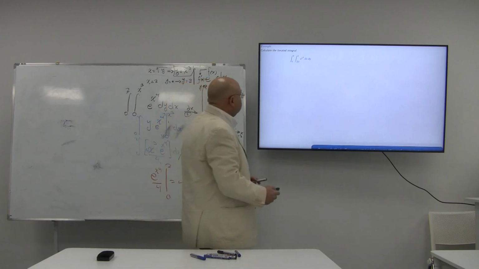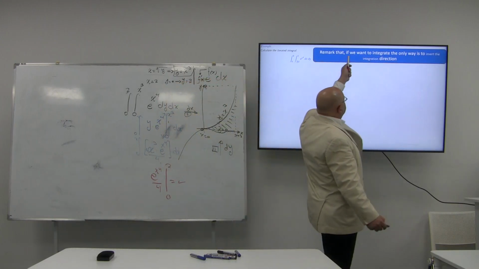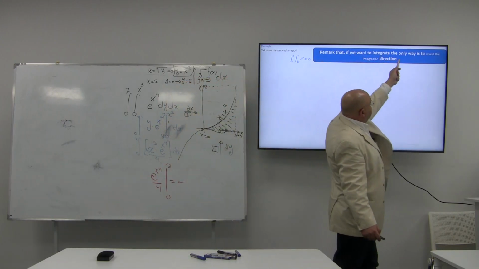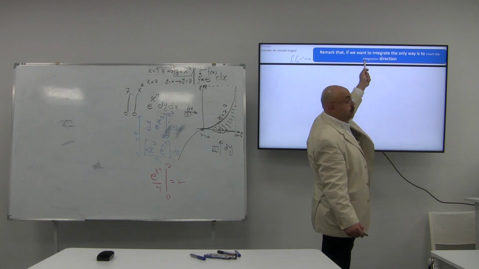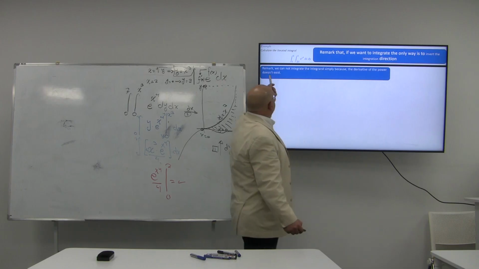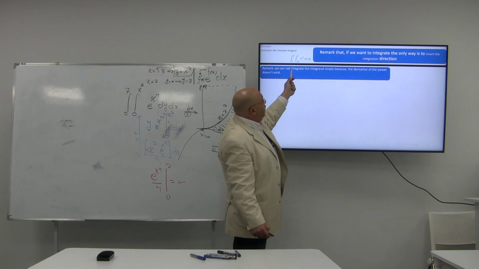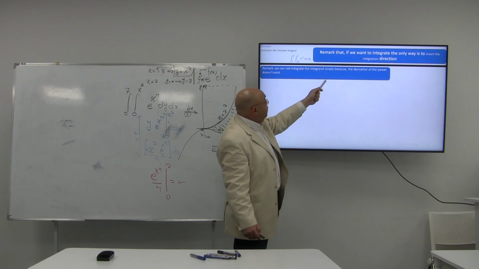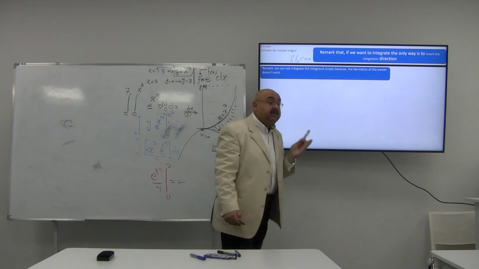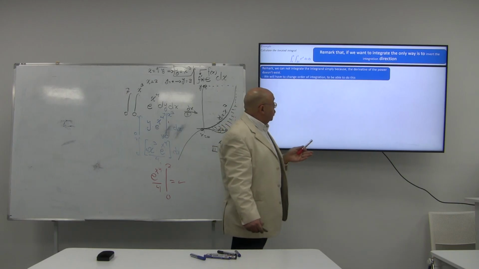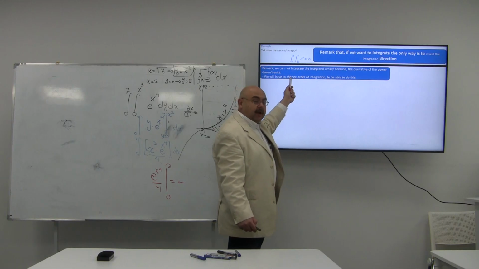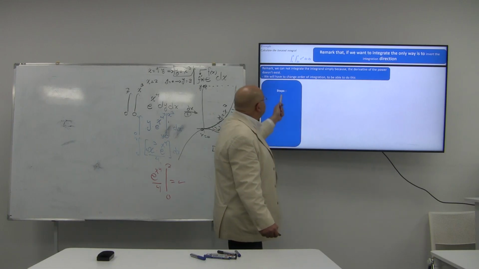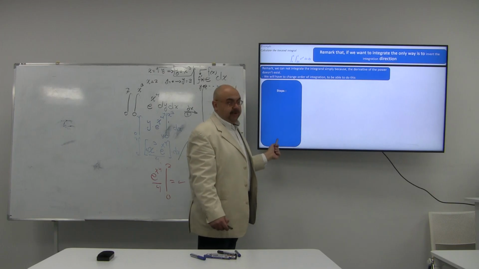So, once more, mark that. If we want to integrate, the only way is to invert the integration direction. Doesn't matter the integration direction. Okay, here we go. Remark, we cannot integrate the integrand simply because the derivative of the power doesn't exist. That's the remark that we said. So, I will have to make a change of order of integration. In order to do so, these are the main steps. I wrote them for you.